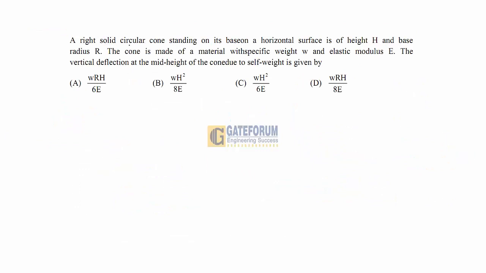A right solid circular cone standing on its base on a horizontal surface is of height h and base radius r. The cone is made of material with specific weight W and Young's modulus E. The vertical deflection at the mid height of the cone due to self weight is given by dash. So here, first we need to calculate the weight of the cone.